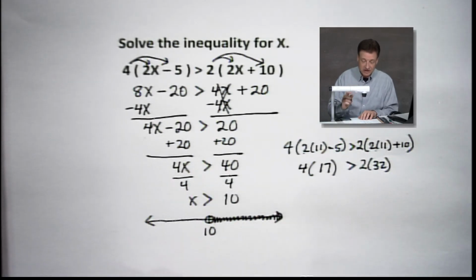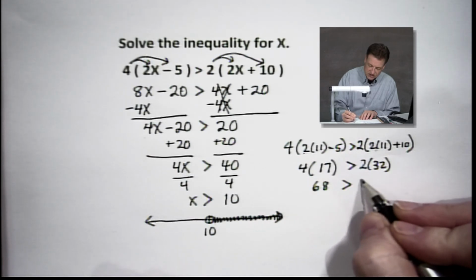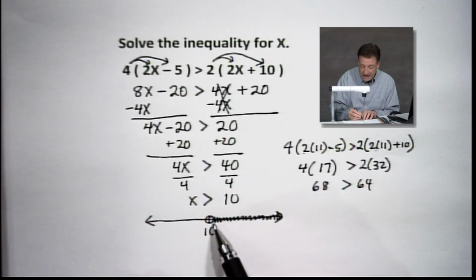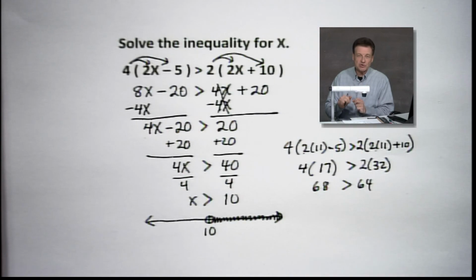But it does look pretty good to us here because guess what? That's 68. That's greater than 64. So that means 11 is a good solution. Anything in that shaded part of the number line is a good solution, all right?